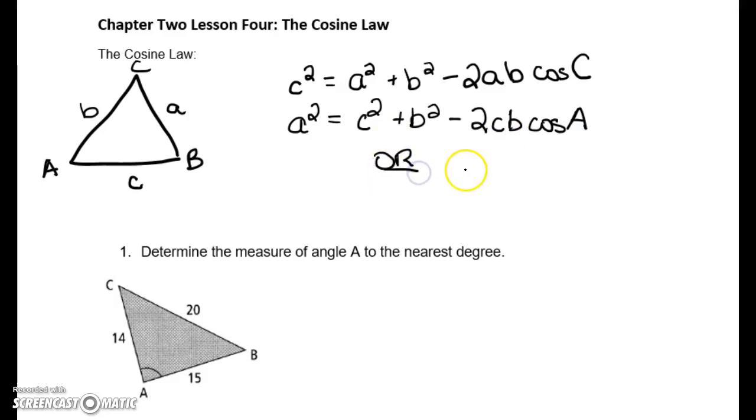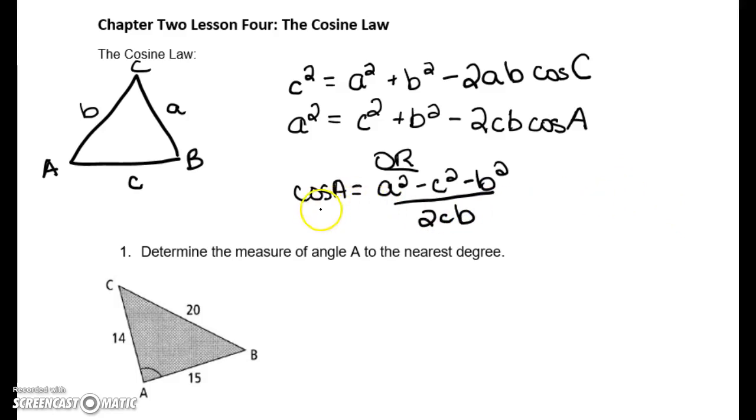So suppose we were looking for angle A. If we were to manipulate this equation and move the c squared and b squared all to the left-hand side, we would have a simplified form of this formula. We'd have cosine of A is equal to a squared minus c squared minus b squared, all divided by 2cb.